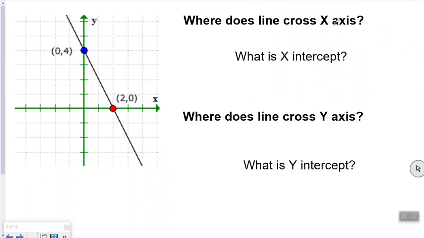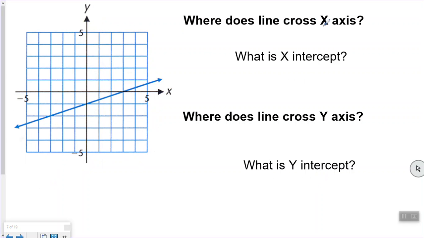Where does the line cross the x-axis? Look at this graph. This is the point where the line crosses the x-axis, so the x-intercept is (2, 0). Where does the line cross the y-axis? The blue point is the y-intercept because it's the point where the line crosses the y-axis, and the y-intercept is (0, 4).